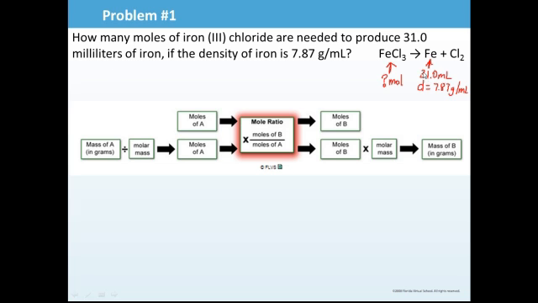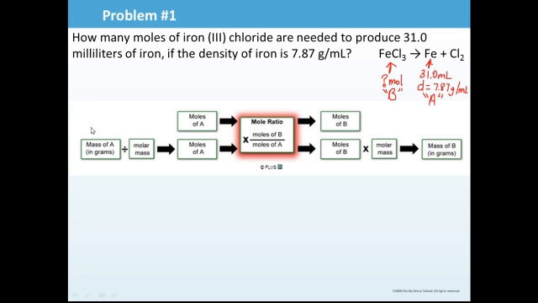So they're giving us 31.0 milliliters of iron. That is going to be my starting point. It's asking for moles of iron 3 chloride, therefore that's my final destination.